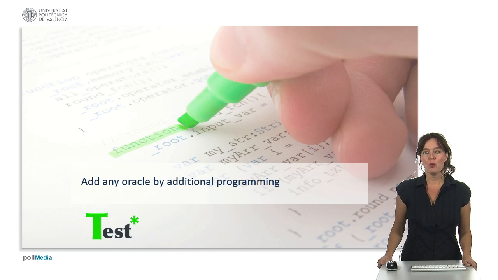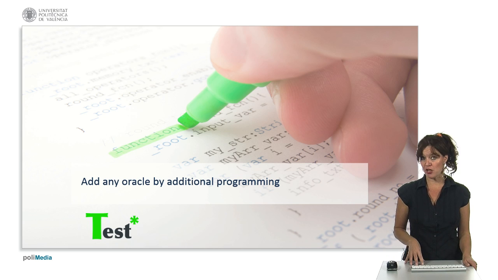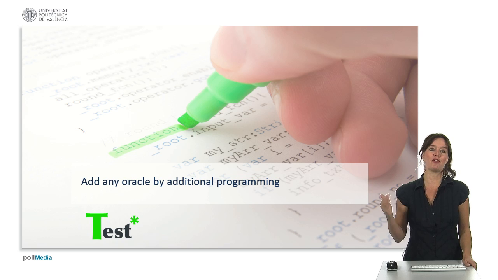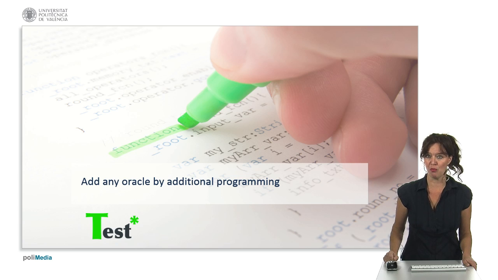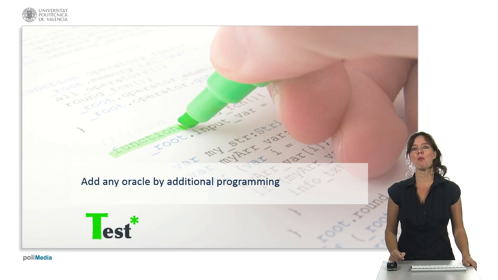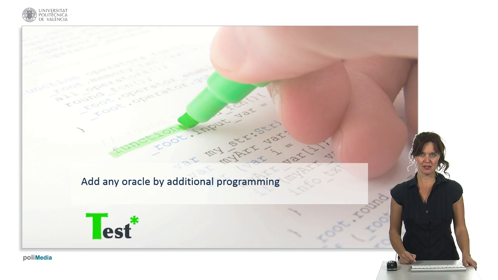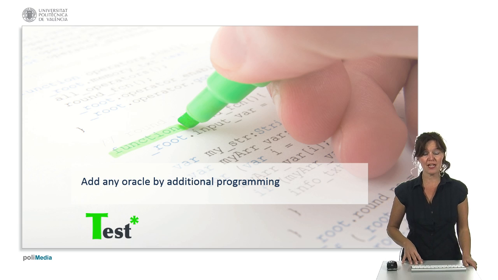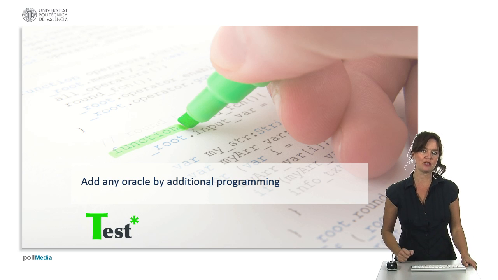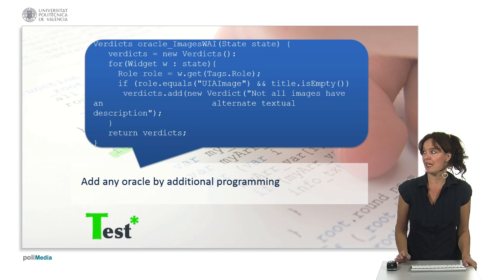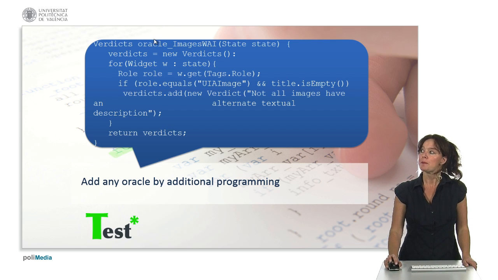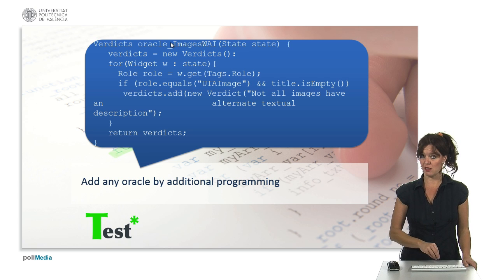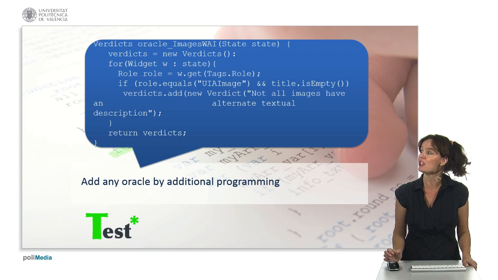So any other oracle you want, you can add by programming it. And this just means you make a Java method that gives a verdict on the specific state the user interface is in. Let's look at another quick example that we can add easily. Think, for example, of the Web Accessibility Initiative guidelines. These guidelines say that every image in an interface of a web application needs to have an alternative description. So we can easily add an oracle for that. We can see here on the slide, an oracle that gives a verdict on this images guideline of the WAI initiative.